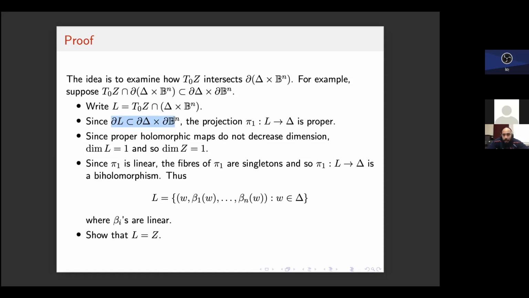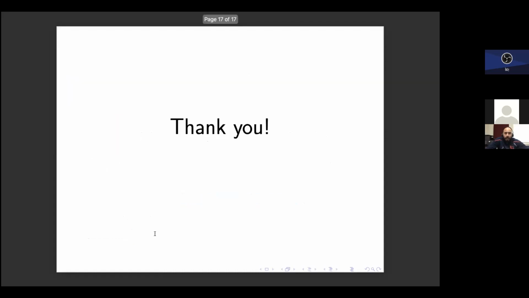So in other words, if you look at the inverse of pi1, that actually parameterizes L. So L has to be of this form: W comma some beta of W, where beta is linear. L is linear, right? Then with some more arguments, that itself is equal to Z. The rest of the cases are also similar, though they are different, and they can be proved similarly. All right, so I think I'll stop here. And thank you.